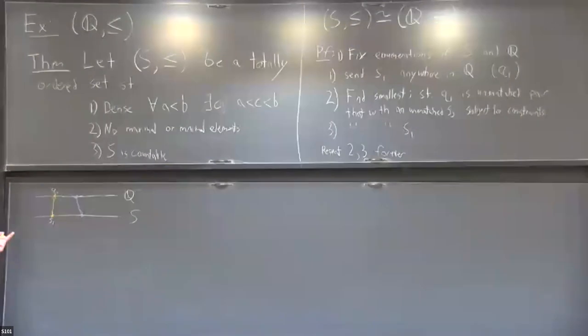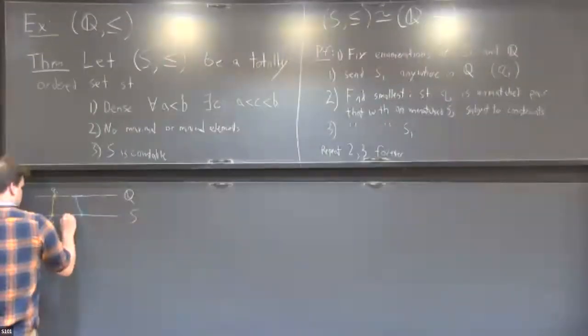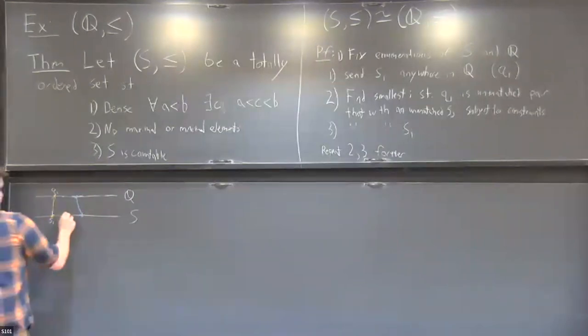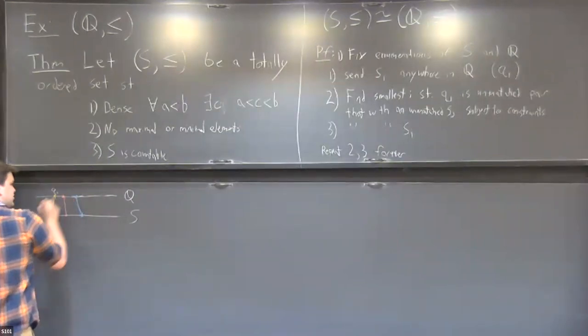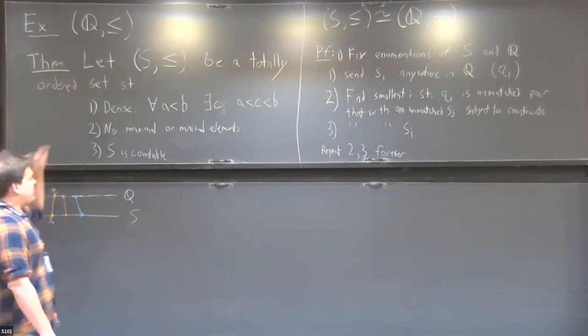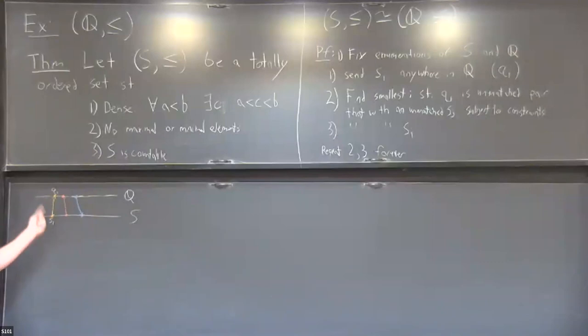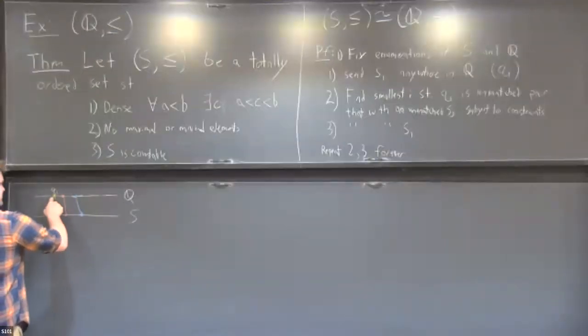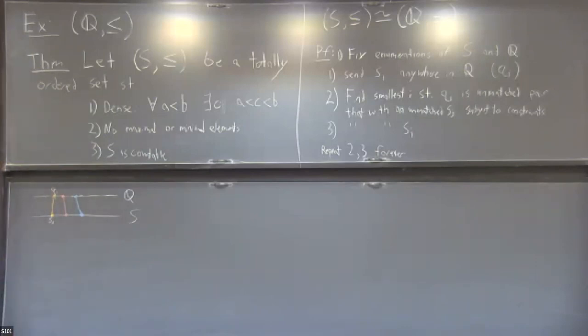Now on the S side, maybe our next S is in between the two that we've already chosen. That means we have to match it with something in between the two above. And you can see that because of this density property, we always are going to have something. If we know that this thing has to land between these two things, we always have infinitely many choices for that. So we can never run into a problem.